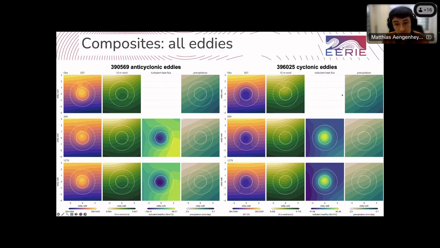Comparing left to right, we see the difference between cyclonic and anticyclonic eddies. And as expected, these composites are largely opposed. So instead of a warm core eddy on the left, we have cold core eddies on the right. And they have according impacts on heat fluxes and precipitation. But this is now why we would like to subselect on eddies and look at the strongest eddies, where we can perhaps isolate more of these effects and see more of the impact on, say, precipitation or wind speed.